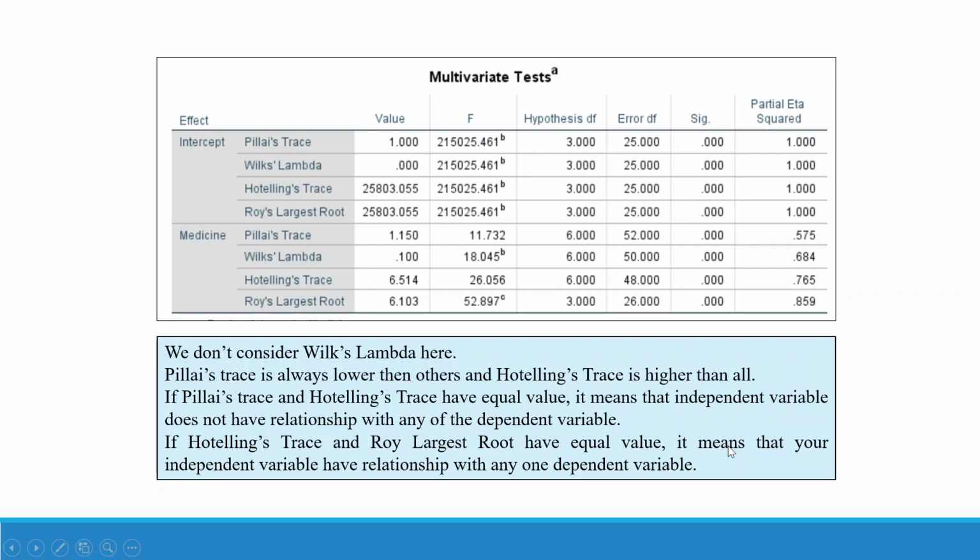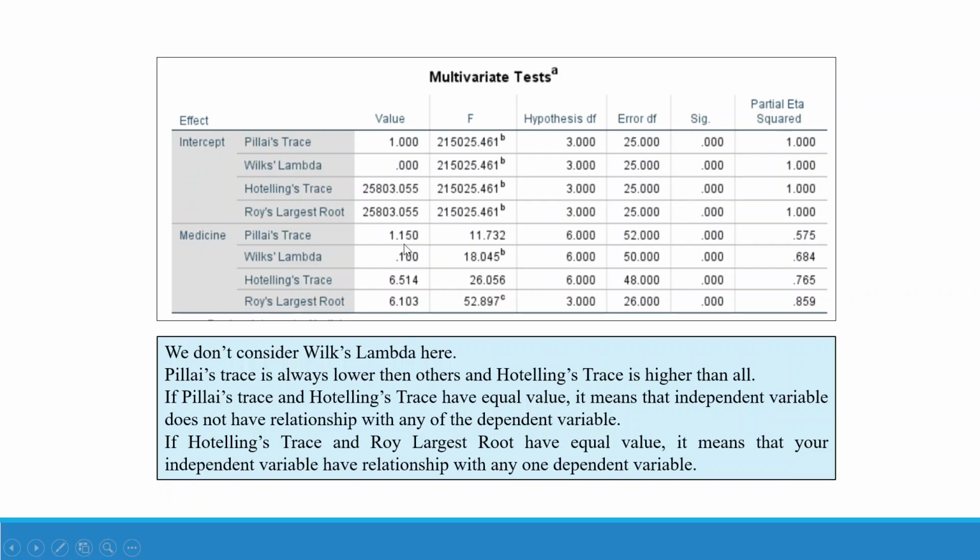Now there is something which you have to observe here. We never do the interpretation from Wilks' lambda. Pillai's trace, this one, is always lower than the others. Hotelling's trace is higher than all. If Pillai's trace and Hotelling's trace have equal values, it means, listen carefully, that the independent variable does not have a relationship with any of the dependent variables.